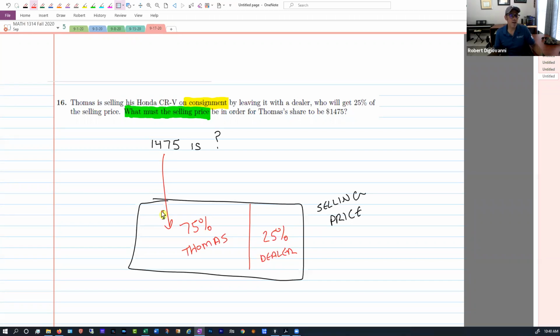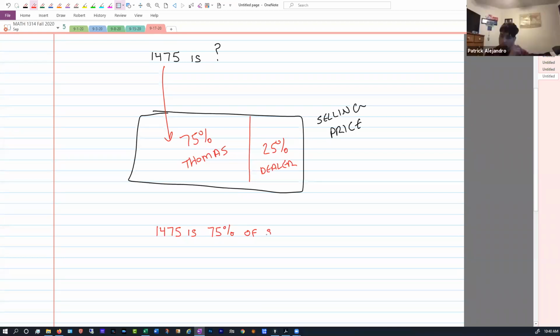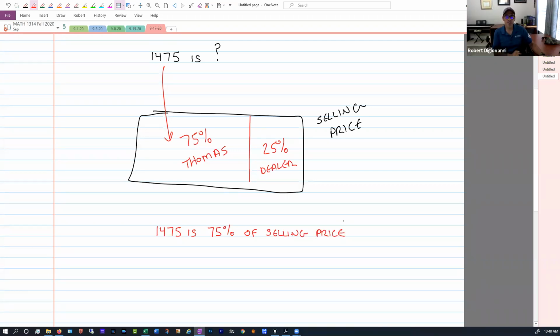So I'm going to write that down just the way you said it. 1475 is 75% of what? The price of the car. The selling price. All right. Do you all see that this is an equation? Think back to the beginning of this section when we were talking about how to convert words into an equation.